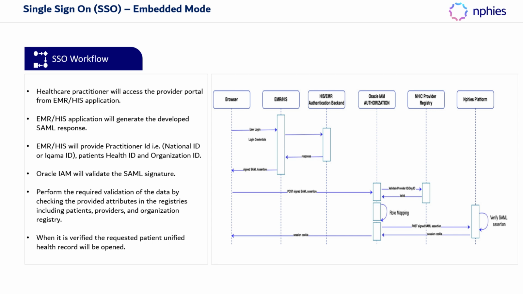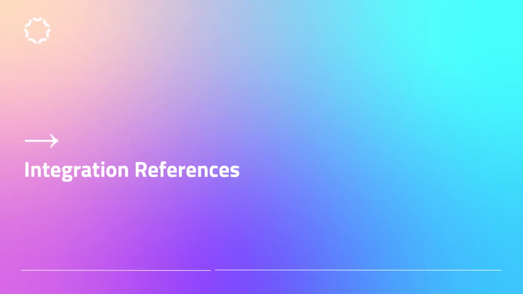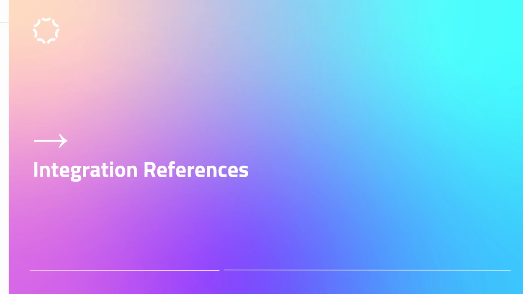Then, Nphies Oracle IAM, Identity and Access Management System, will validate the signature of the SAML response to ensure it's authentic. Additionally, validate the provided practitioner, patient, and organization attributes in relation to the registries. Once all the validations are successful, Nphies will open up the requested patient's unified health record for the authenticated practitioner to access. To ensure successful integration, there are various references that are developed to provide you with valuable guidance and the necessary requirements. These references are designed to assist you throughout the journey, ensuring that you have all the information and resources needed to seamlessly integrate with the Nphies platform.